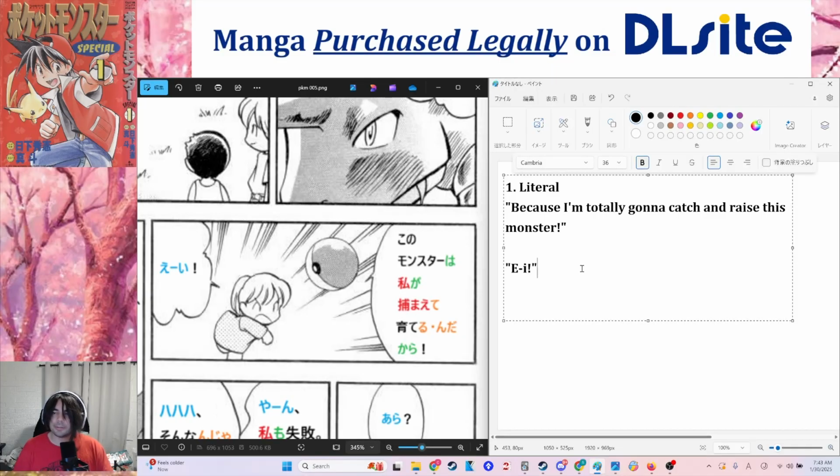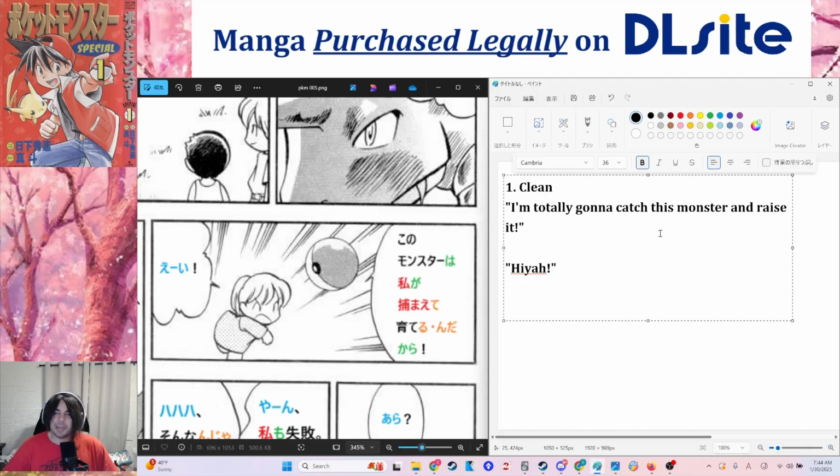So for our literal translation here, because I'm totally gonna catch and raise this monster, I think totally works the best here as our nda, because I think that's absolutely what she's trying to make happen. And then here, since the sound A is just a sound that the character is making, even though it's not a natural thing in English or something that we would normally put in English, I think it's totally fine to keep it literal here. No reason to change it up at all.